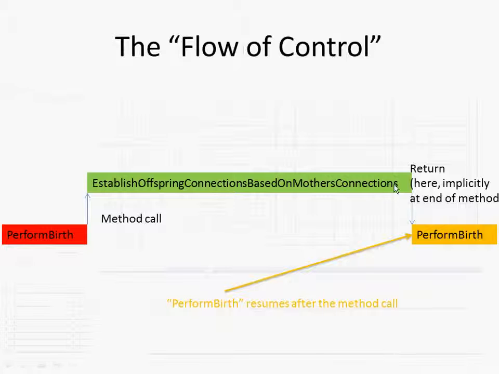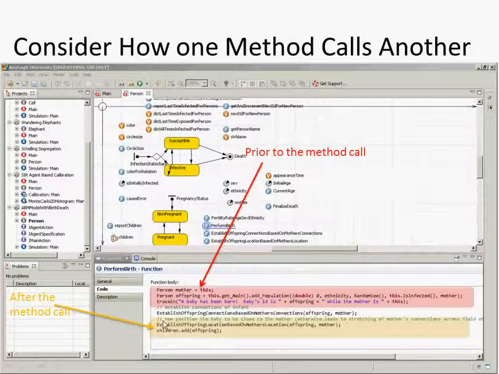Okay, so in this code, it's going to be chunking along each statement here. It creates a new variable called mother, makes it point to whatever this is pointing to. It adds a new member of the population and gives it the name offspring, right? It has a variable that refers to that baby. Okay, then we're about to call this establish offspring connections based on mother's connection, okay?